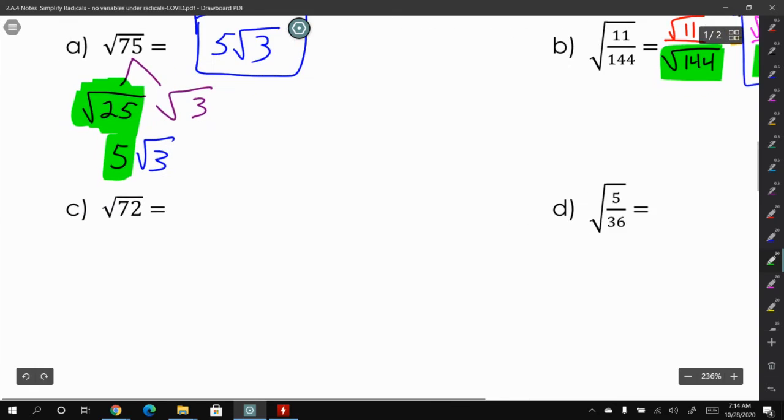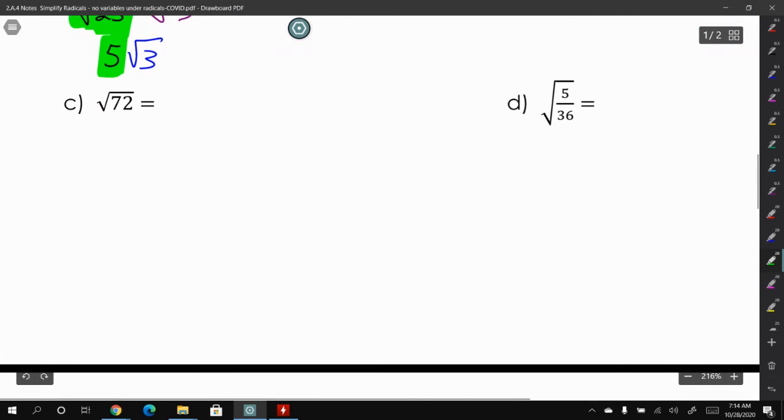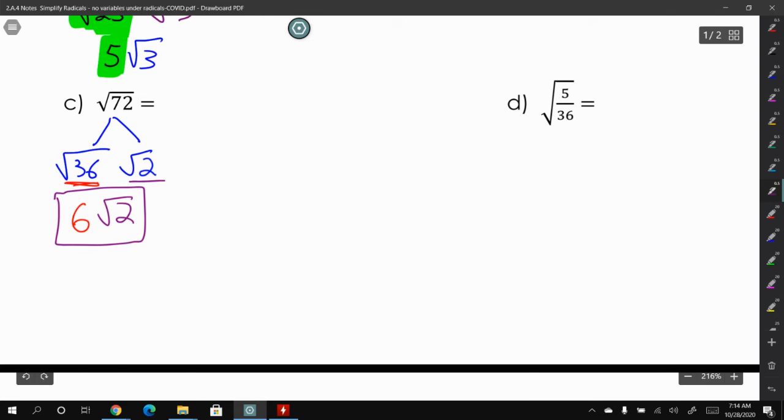Now, letter C. There's a couple ways that you could do this one. It can be hard to try to figure out the biggest perfect square. If you can look at this and say, well, I know that this is going to be 36 times 2, you're going to get to your final answer a little bit quicker. The square root of 36 is 6, and we can't simplify the square root of 2, so we leave that alone. And here is our answer.